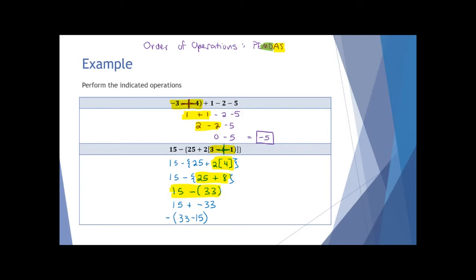So 33 minus 15. I know that 30 minus 15 is 15. I have 3 more. That's going to give me 18. So this is going to give me a negative 18 as my final answer.